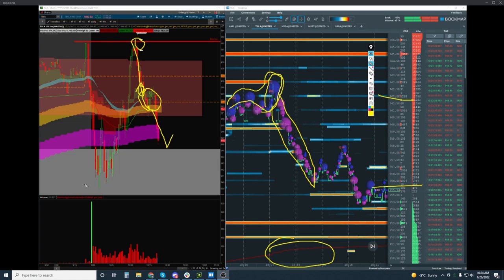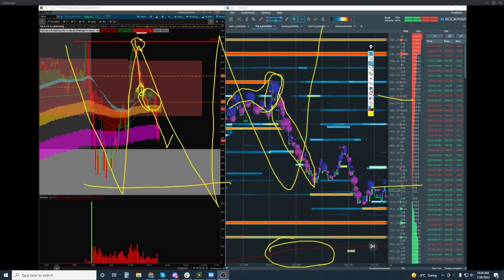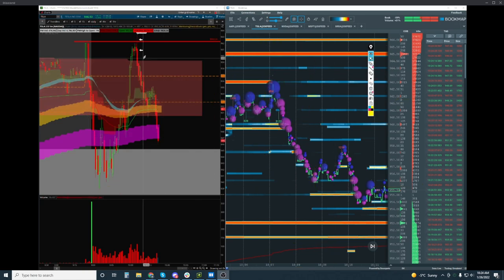I'm not gonna trade over here short until at least the break of this low. So I wanna see trend, because if the stock will be like this, that's not a scenario where I'm looking to trade.